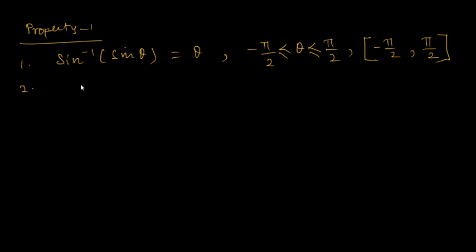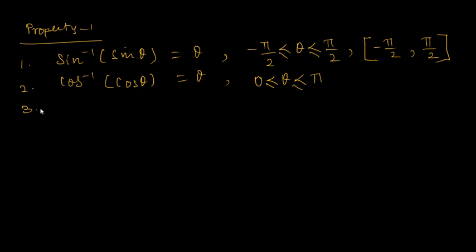Second, cos inverse of cos theta is equal to theta. Again, here we need to give the condition, that is 0 is less than or equal to theta, which is less than or equal to pi in the case of cos.